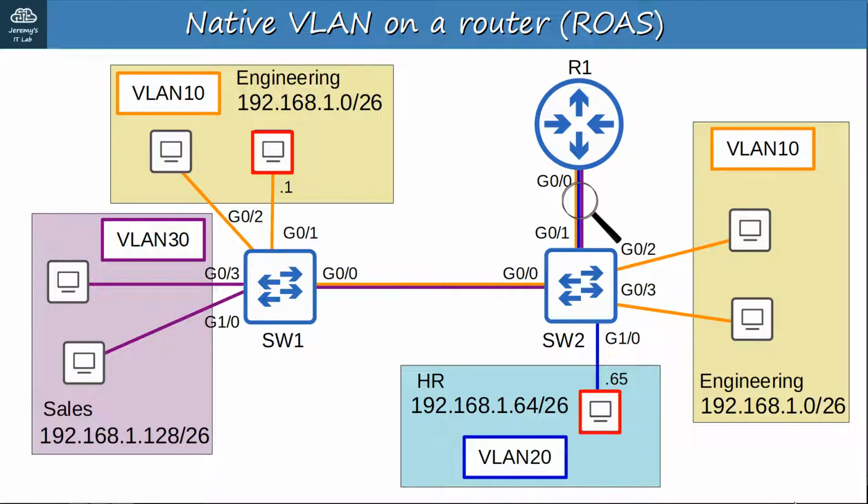Next, let's look at the ICMP echo request going from R1 back to switch 2. It will now be in VLAN 10, because the destination is in VLAN 10. VLAN 10 is configured as the native VLAN on both R1 and switch 2. So let's see what's different.